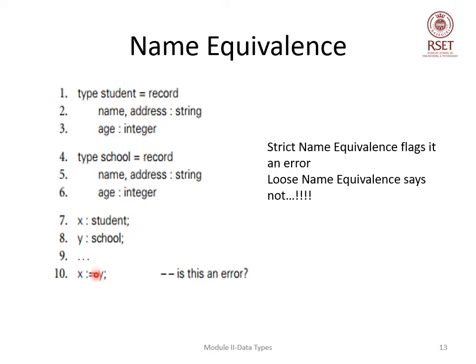Okay, if it was x comma y of type student, then x and y are of the same type. Okay, so it is name equivalence. And if it was x and y in school, x equal to y will hold true.